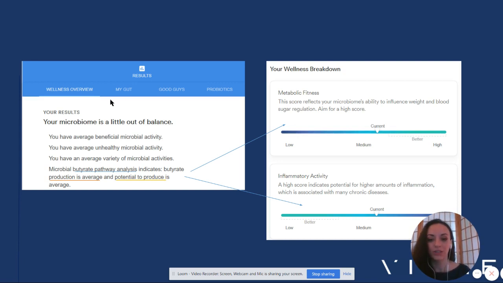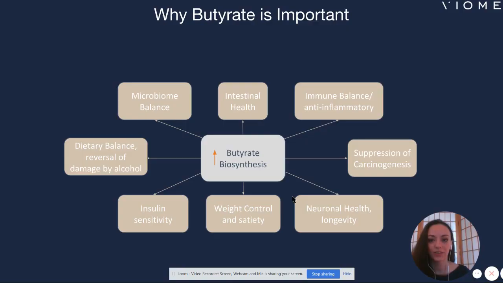Now, butyrate is a very well-known pathway that has a lot of implications for health, and it's something that we chose to disclose and display like this in the app. A lot of our customers wonder about their butyrate levels. So this plays into both of these scores, just in slightly different manner. But just to make it very clear, there's more than just those butyrate assessments that go into metabolic fitness and inflammatory activity scores. So why do we measure butyrate?